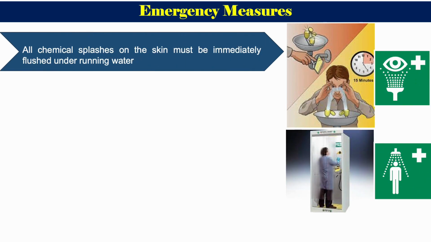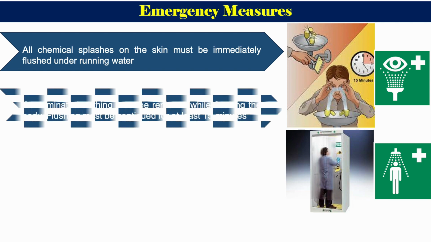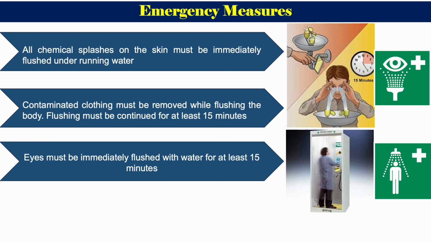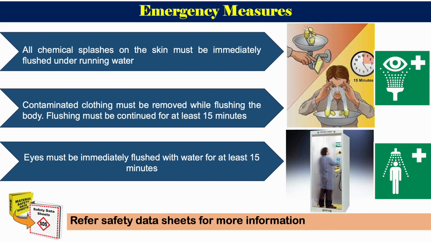Now let us understand what we have to do in an emergency. Suppose our body, eyes or skin has been exposed to some chemicals. Immediately, what do we have to do? These are called emergency measures. Number 1, all chemical splashes on the skin must be immediately flushed under running tap water, as I have shown in the pictures. Next, contaminated clothing must be removed while flushing the body, and flushing must be continued for at least 15 minutes to remove all traces of the chemicals that came in contact with your eyes or body skin. Eyes must be immediately flushed with water for at least 15 minutes. And next, always try to refer to the safety data sheet for more information.